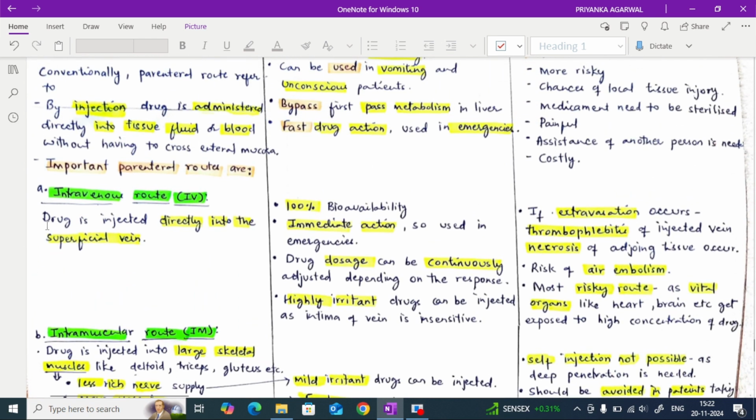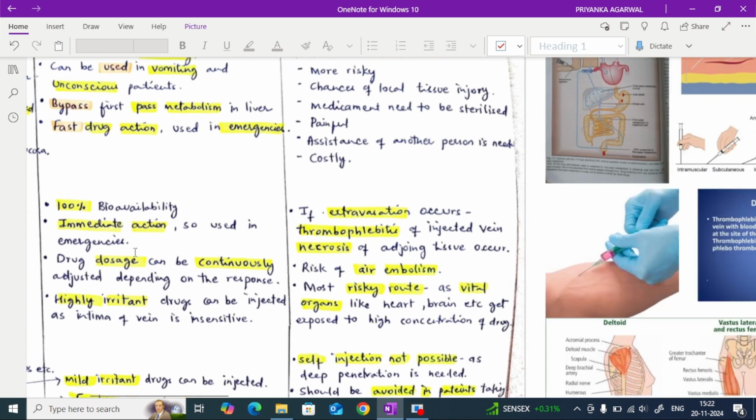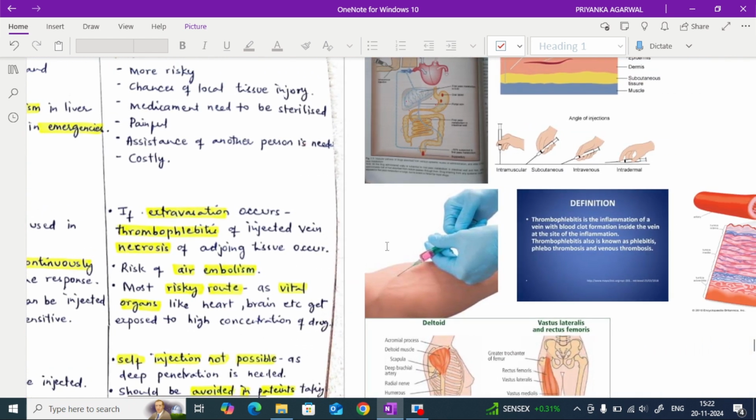Intravenous route. So here the drug is injected directly into the superficial vein. So like every one of us might have taken the IV injection like this, right? So this is nothing but the IV route.